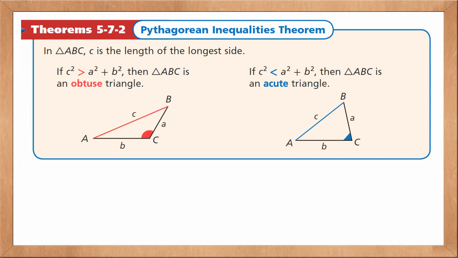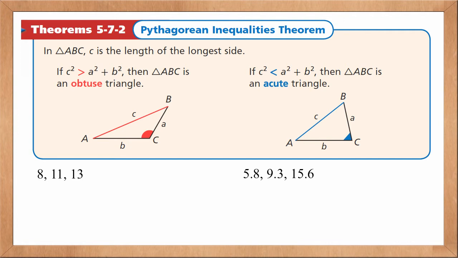The second one, if c squared happens to be less than a squared plus b squared, then it turns out that the triangle that we're dealing with is an acute triangle. So how about 8, 11, and 13? And how about 5.8, 9.3, and 15.6? So let's look at 8, 11, and 13. Let's pretend that these are the sides of a triangle. Now, is the triangle going to be obtuse, acute, or a right angle?